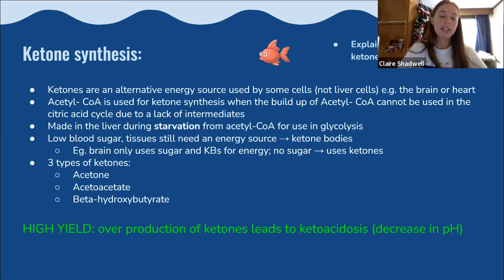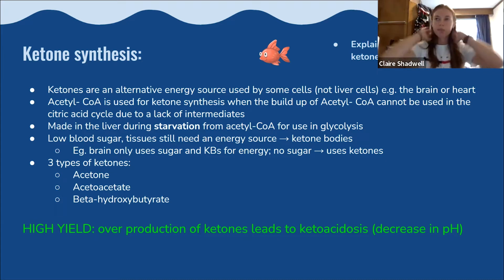And then last, this is kind of thrown in there at the end. I think you learn about it in one of your tutorials, and they give you a lot of information, but really, as you can see with the high yield point at the bottom, overproduction just leads to ketoacidosis, which is a decrease in pH. But for a little bit more information, the ketones are an alternative energy source used by some cells, not liver cells, e.g. the brain or the heart. And acetyl-CoA is used for ketone synthesis when the buildup of acetyl-CoA cannot be used in the citric acid cycle due to a lack of intermediates. So it's made in the liver during starvation from acetyl-CoA.